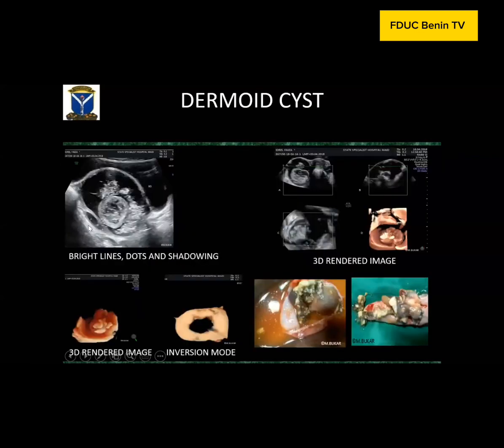Now this same patient we've seen earlier. We just try to play around with a 3D. So you can see the wall here is smooth. You can see the fat content. You can see the calcifications. Inversion mode tells us that yes, most of the content is cystic.